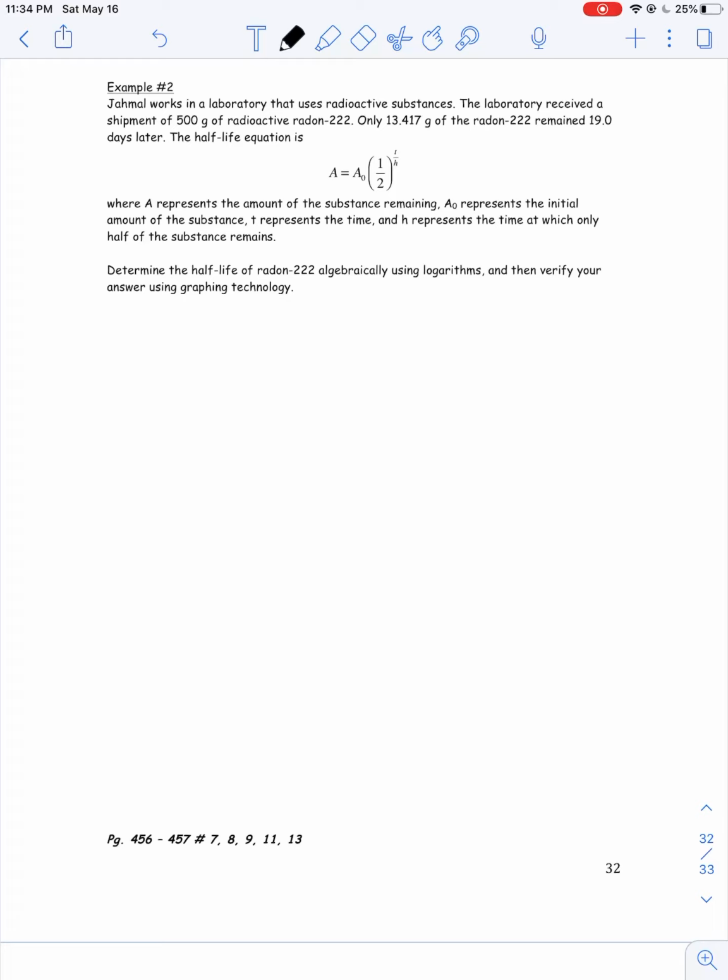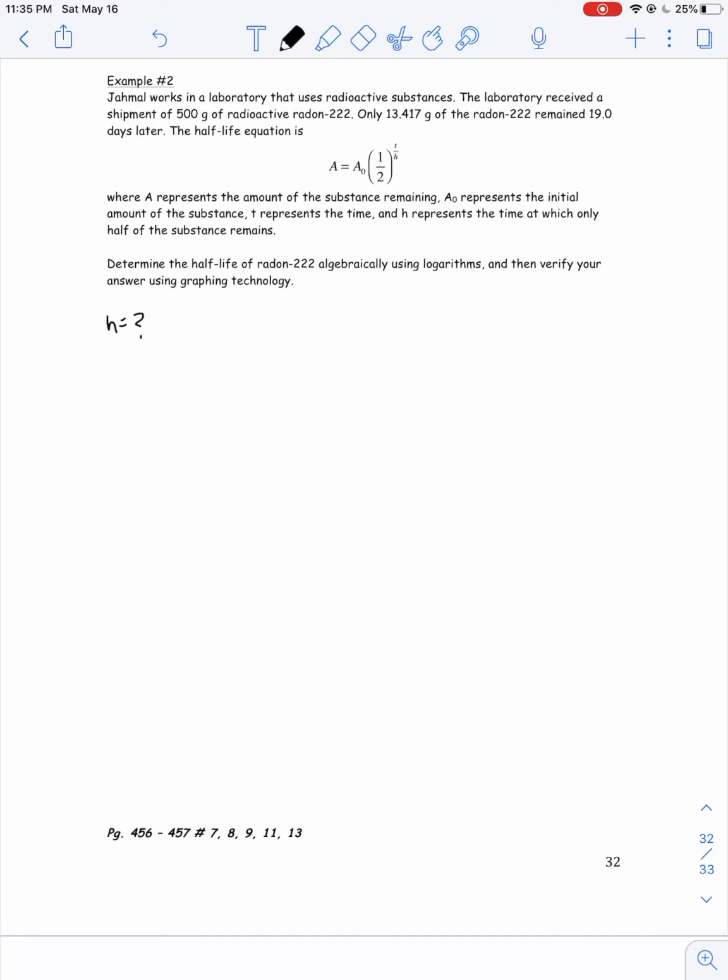Example number 2, they're giving us an equation. A0 represents how much of this radon-222 do you have? What do you start with? And then we know its half-life, so this amount is going down, so that's why the base is 1/2. Then t is the time it's going to take for it to reach a certain value, and h is the half-life amount. So they want us to actually figure out the half-life amount algebraically using logarithms, so we're actually solving for h. H is what we do not know in this question.